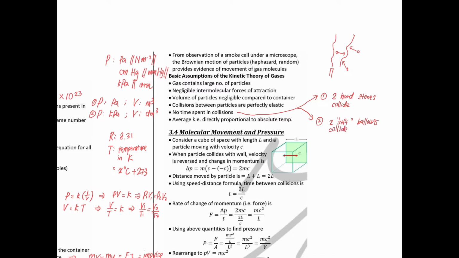Okay, the first case here, two hard stones collide. This is a case where there is no time spent in collision. So why? Because they are hard. When they collide, they will just rebound straight away. It means the stones do not stick to each other for a particular moment and then bounce off. We don't have that kind of time, the time where they stick together and after a while bounce off. So this is the first case, no time spent in collision.